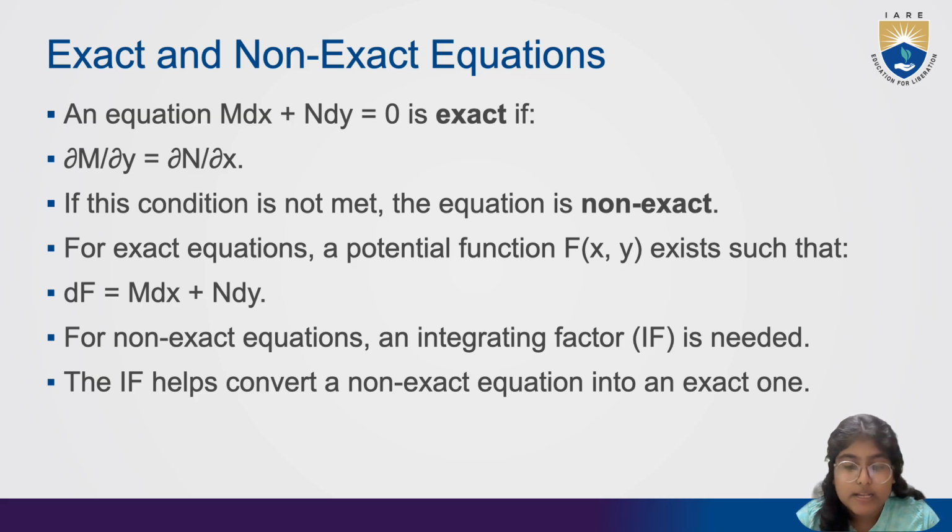Differential equations are classified into two forms: exact and non-exact. An equation M dx plus N dy equal to 0 is said to be exact if the following condition holds true. That is, ∂M/∂y is equal to ∂N/∂x. That is, if the partial differentiation of M with respect to y is equal to the partial differentiation of N with respect to x. If this condition is satisfied, a potential function f(x, y) exists, where df is equal to M dx plus N dy.